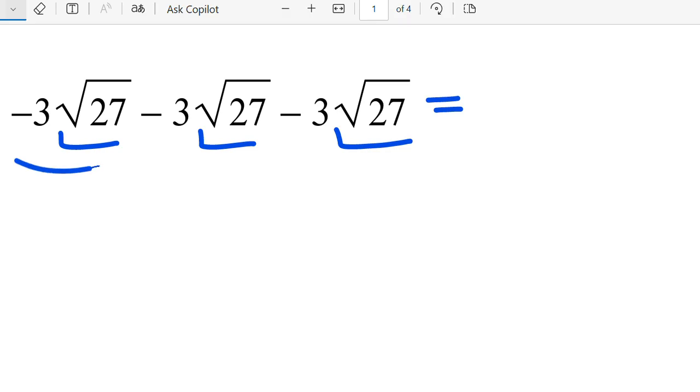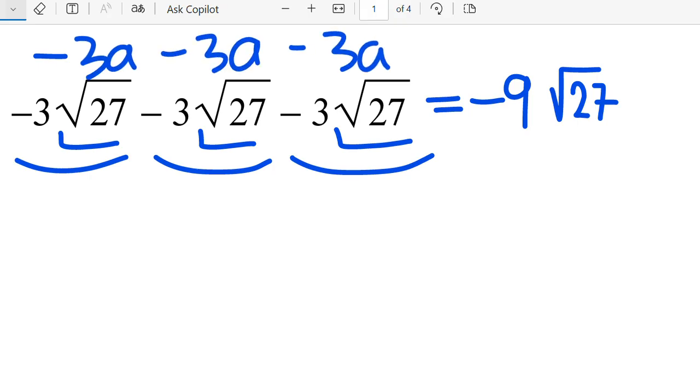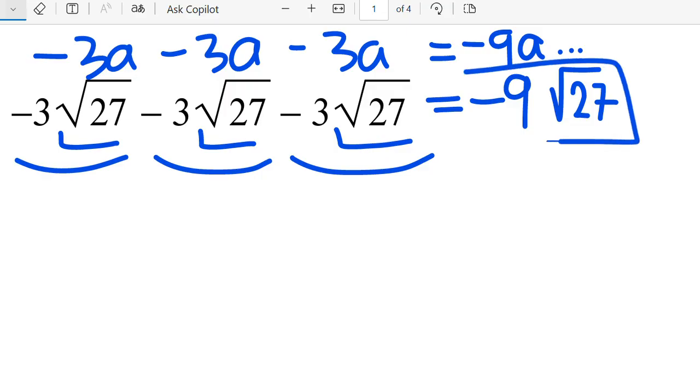Oh, we have negative 3, and negative 3. What is minus 3, and minus 3? Minus 9. Excellent. Radical 27 will be copied. Remember, same logic applies as if you had minus 3a, minus 3a, minus 3a. All together, you would have minus 9a. So that is the logic we use for this question.